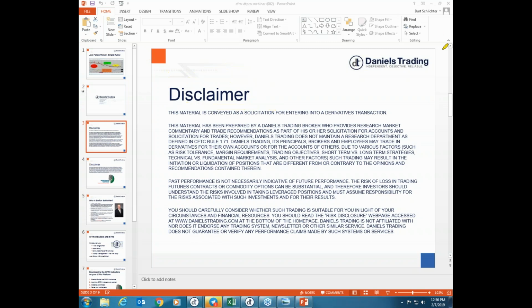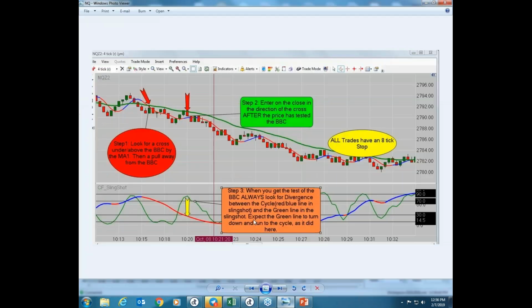The good thing about that is that we are going to talk about this. You are going to have a trading plan. You have a set of rules. You've got a stop loss. Every trade has an 8-tick stop attached to it. You're on a 4-tick range chart.